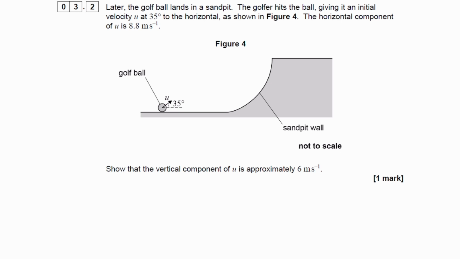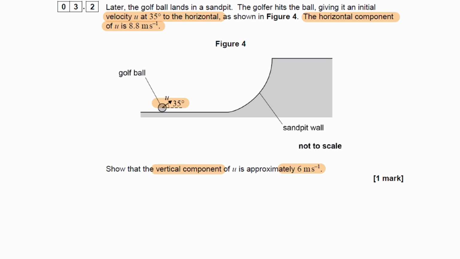Later the golf ball lands in a sandpit. The golfer hits the ball, giving it an initial velocity of u at 35 degrees to the horizontal, which we're given on our diagram. The horizontal component of velocity is 8.8. And we're trying to work out the vertical component of velocity. We're trying to show that this is 6 meters per second.